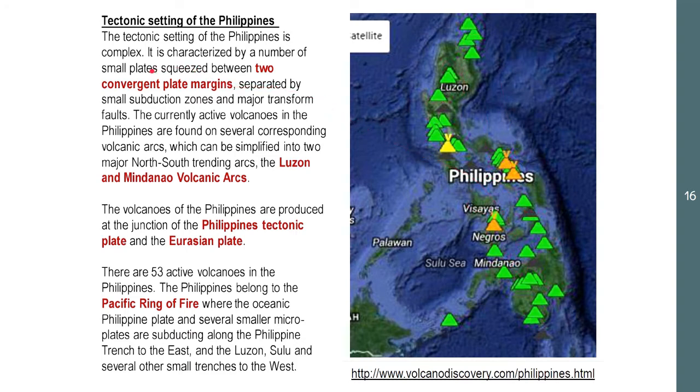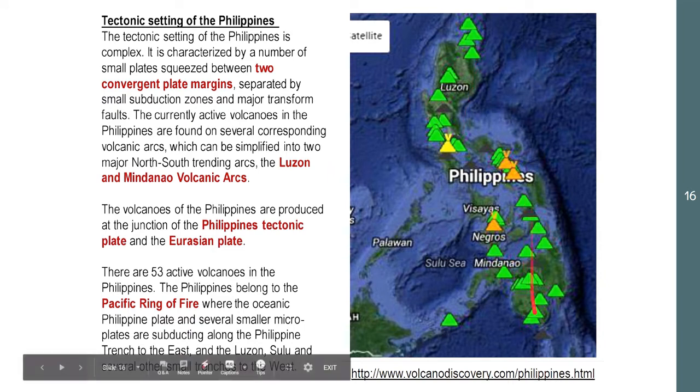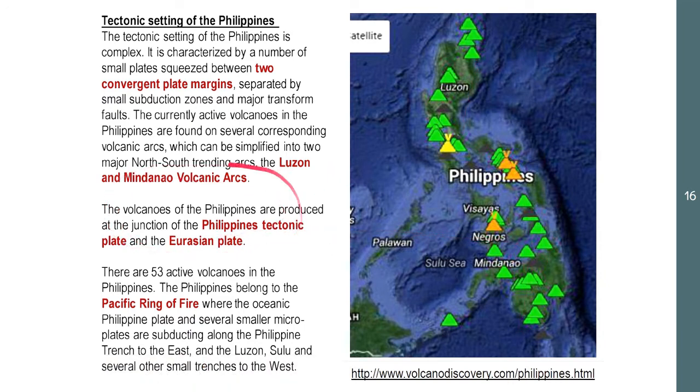The reason why we are like that is because our country is actually squeezed between two convergent plate margins, and we have several active volcanoes found on corresponding volcanic arcs. So we have here the Luzon volcanic arc and the Mindanao volcanic arc. These are the reasons why we have so many volcanoes. We are at the junction of the Philippine tectonic plate and the Eurasian plate, and the boundaries of those are actually sites of volcanic activities.